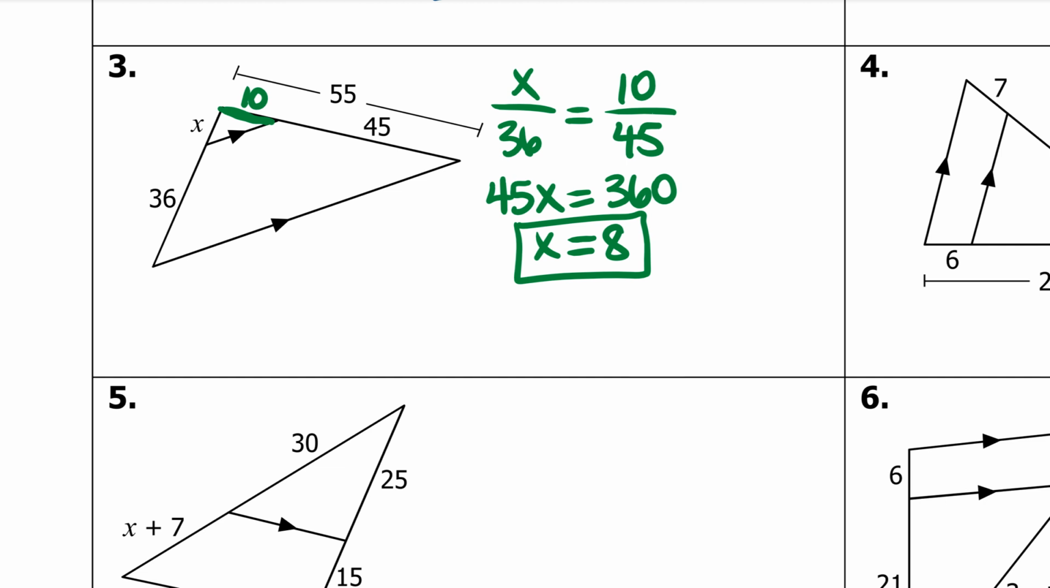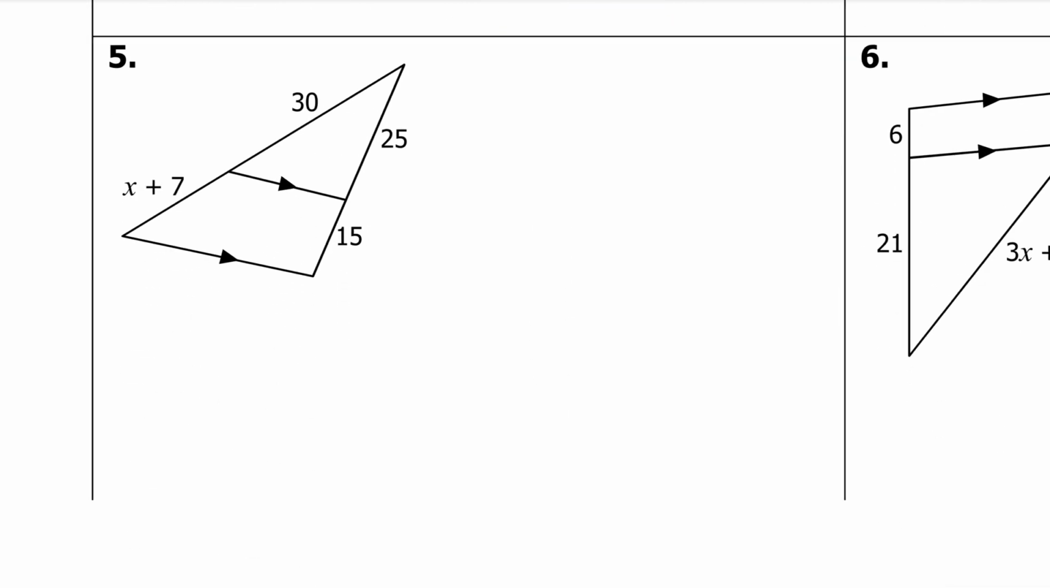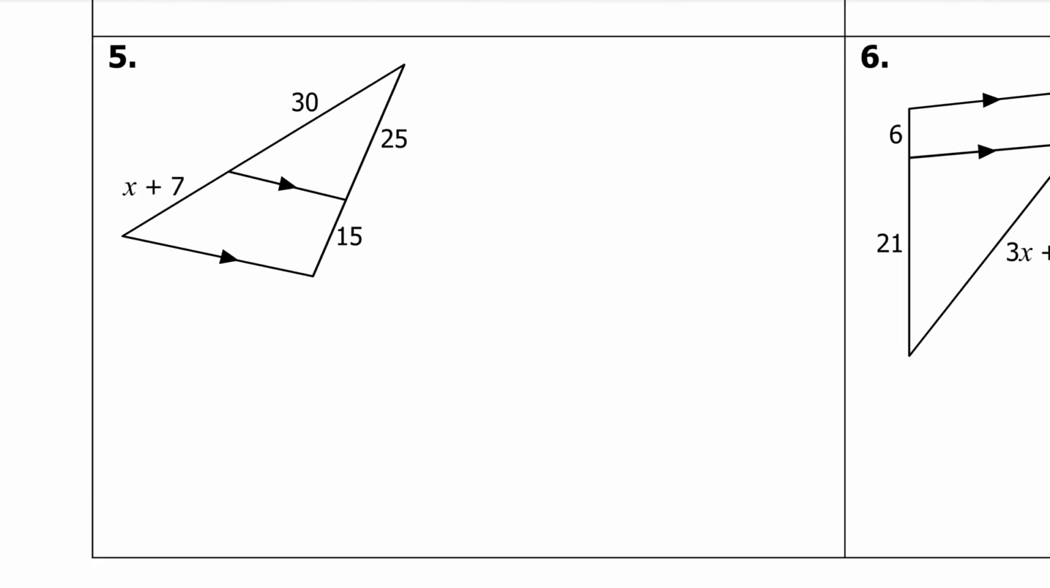Okay, let's go to number 5. Same thing, we're going to set up a proportion. We're going to say 30 over x plus 7 equals 25 over 15. So this time when I cross multiply, I'm going to have to multiply 25 times x and 7.